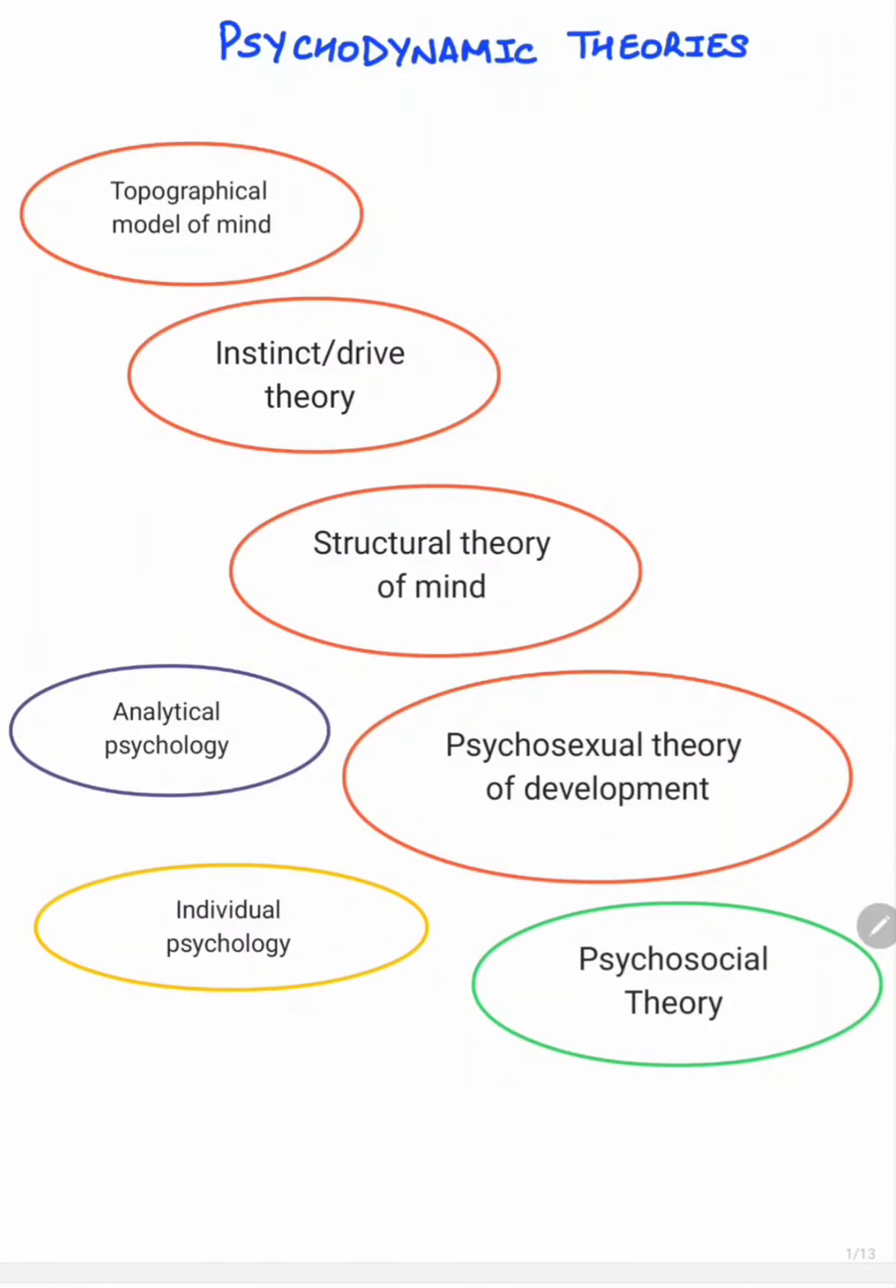Hey all, as we know, there are a lot of theories of development. So today in this video we are going to discuss the psychodynamic theories. These theories are the topographical model of mind, instinct drive theory, structural theory of mind, psychosexual theory of development, also psychosocial theory, individual psychology and analytical psychology. These are the theories of personality that have had a marked impact on psychology and psychiatry, right? So let us discuss all these theories one by one.